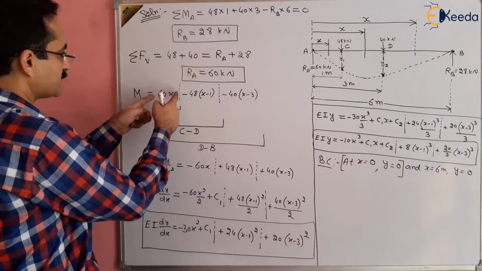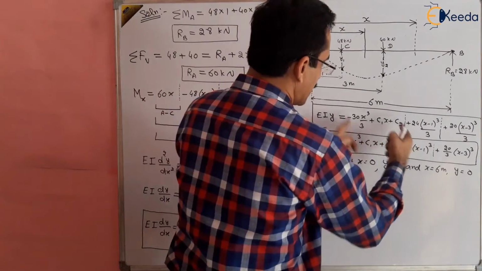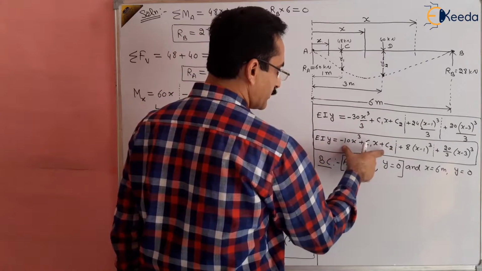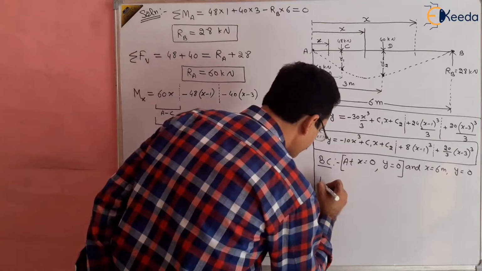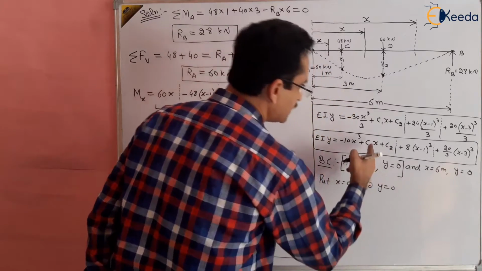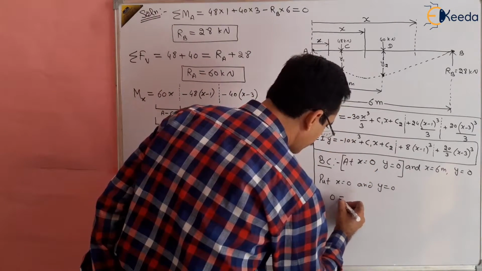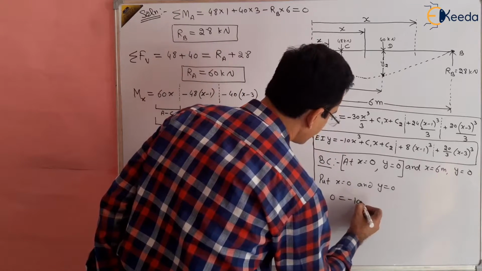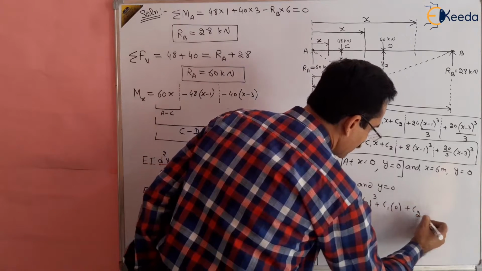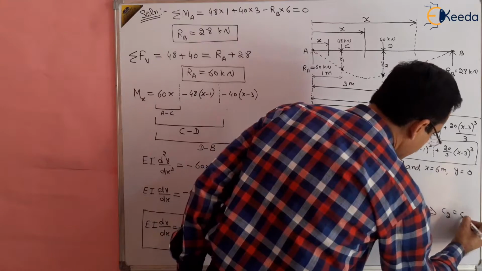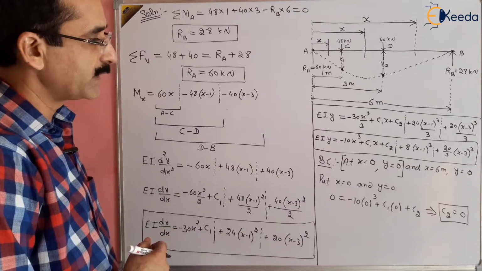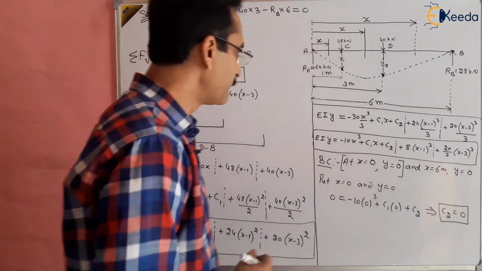And for A and C, this part is there, 60x part, which is integrated to get this part, right? So now for this part we have to use only this part. Put here x equal to 0 and y equal to 0 in this deflection equation. We will get 0 equal to minus 10 times 0 cube plus C1 multiplied by 0 plus C2. From here we will get C2 equal to 0. So one of the constants is obtained, that C2 equal to 0, right?